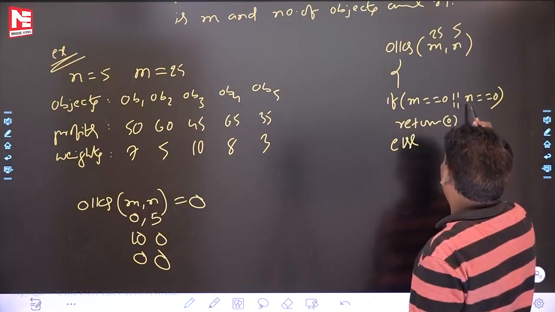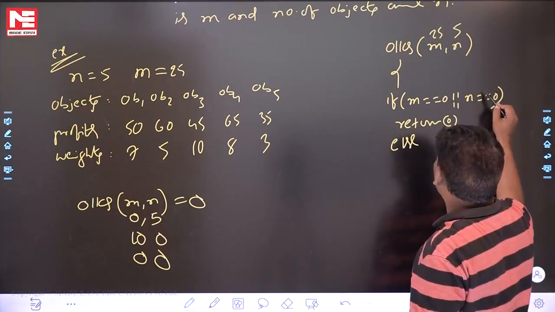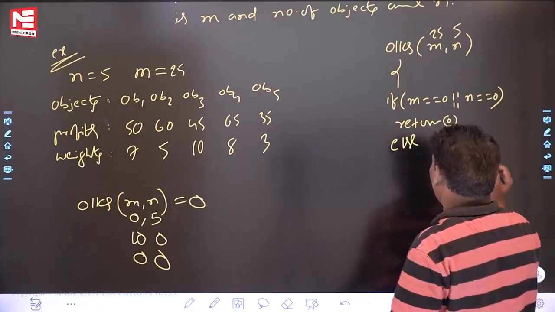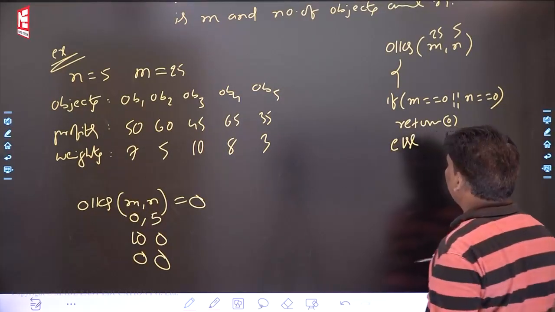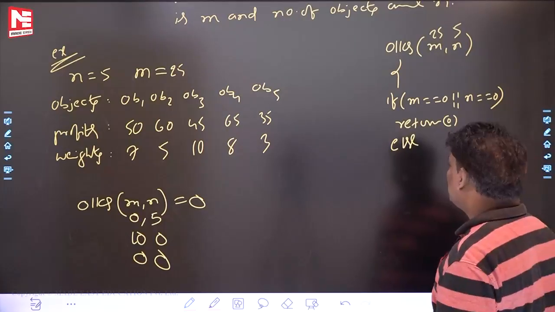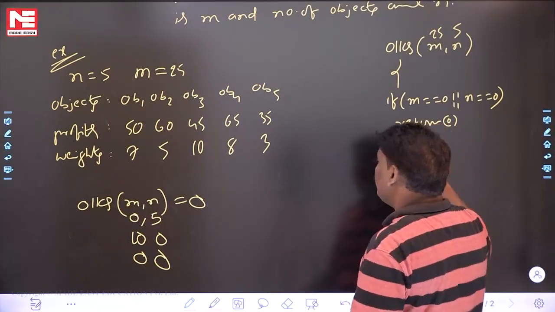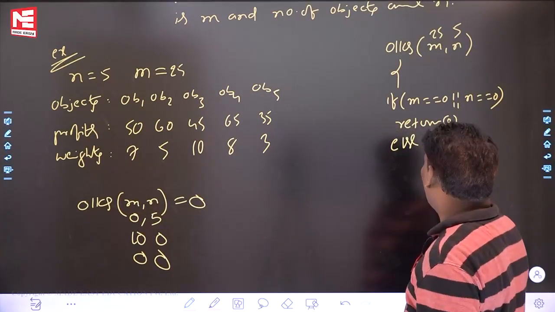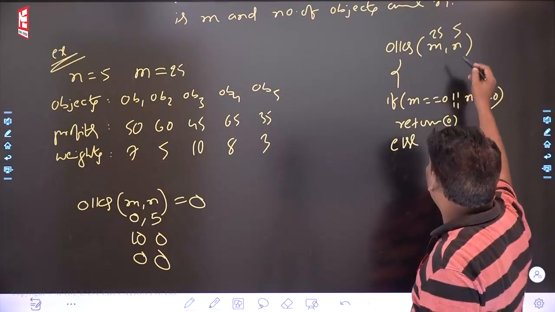Now let me ask: are objects over or capacity over? Then return 0. Suppose it fails. What is the meaning? It indicates that no one is over. No one over means I can verify. See the interesting answer. What can I verify? Let me check.